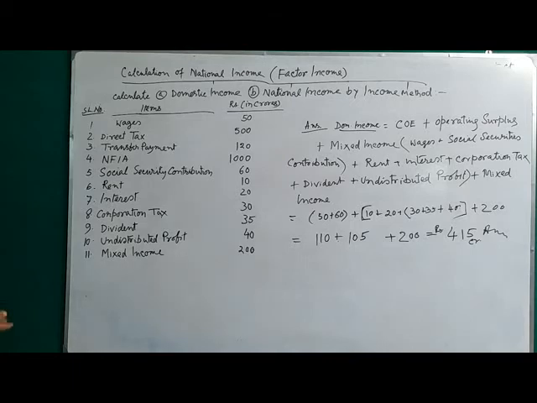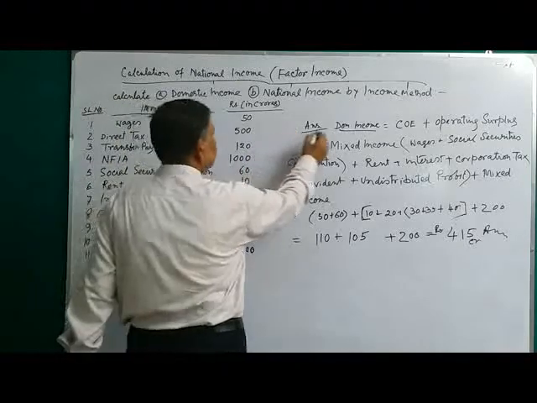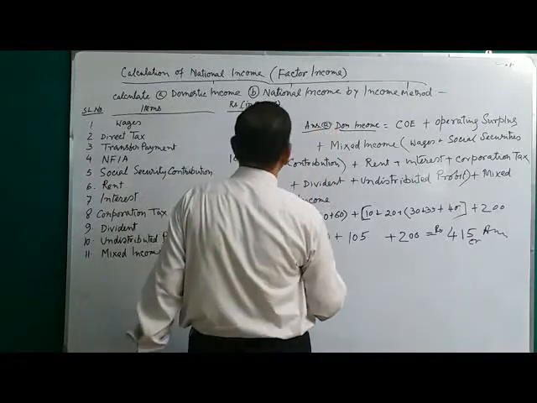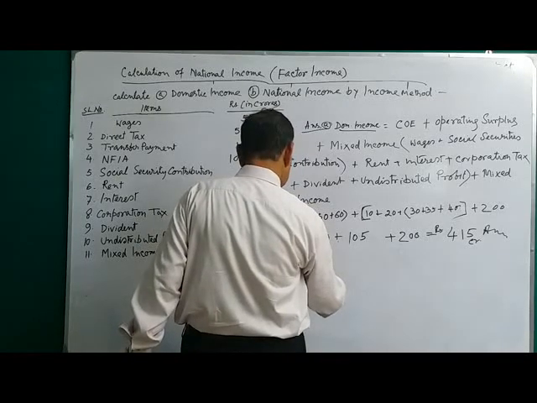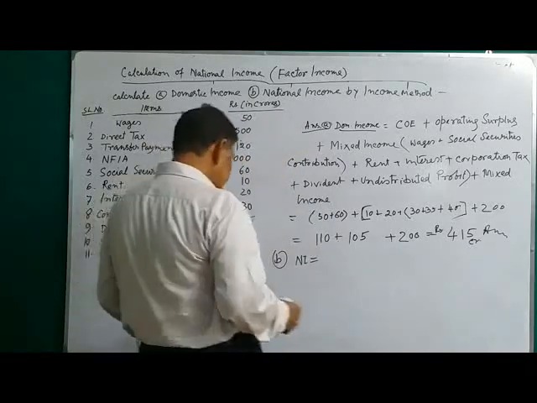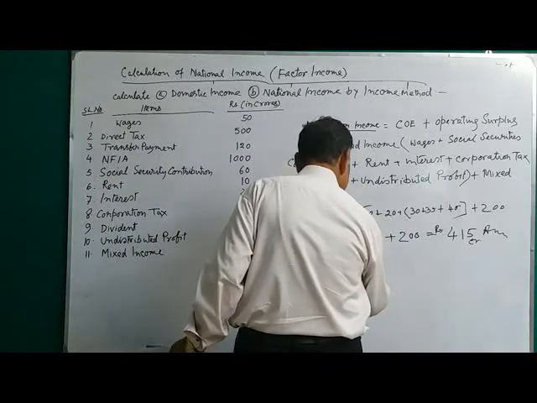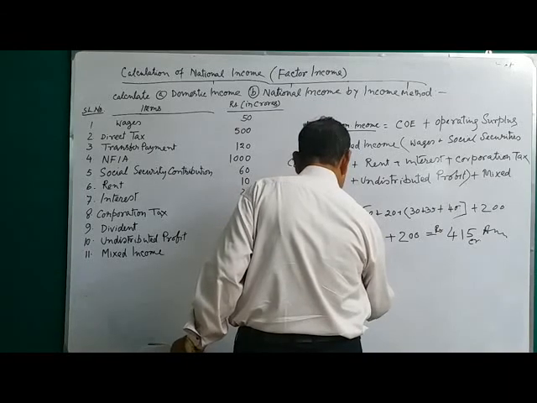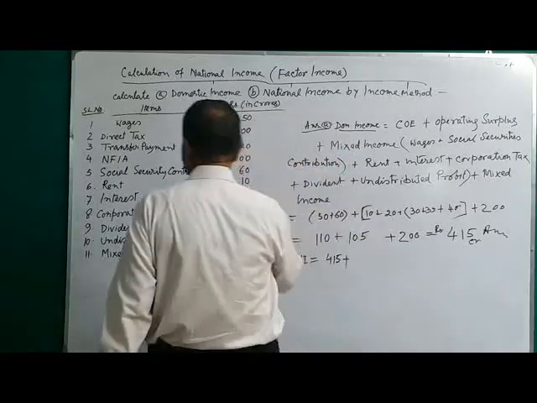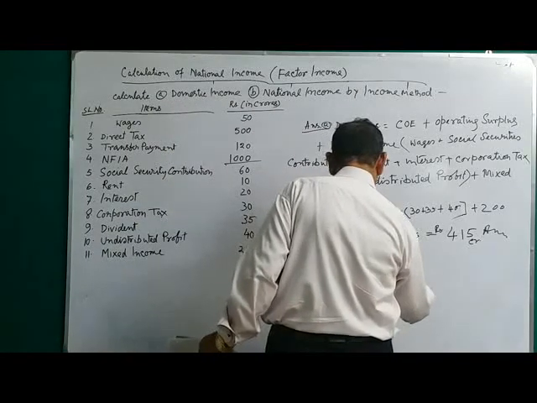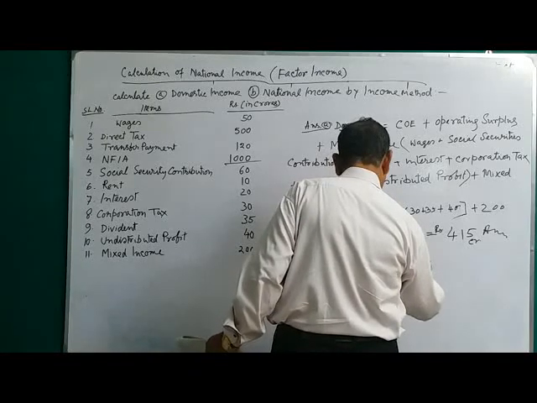So it is clear what domestic income is. Now national income by income method. This is A and B. B, national income. What will happen? National income will be domestic income, that is 415, plus NFIA, which is 1000, is equal to 1415.